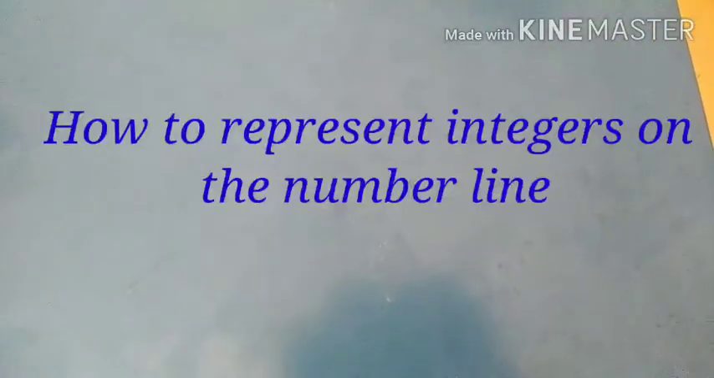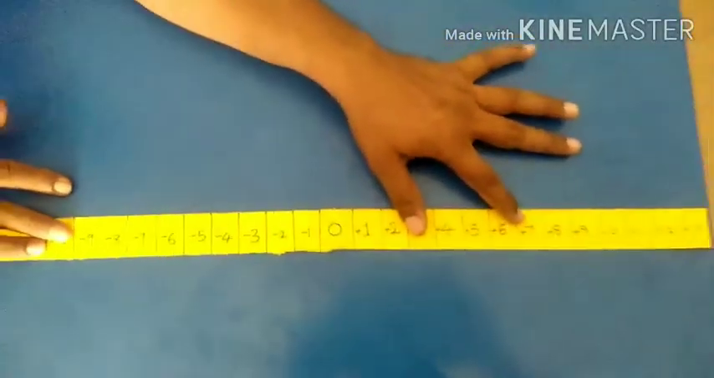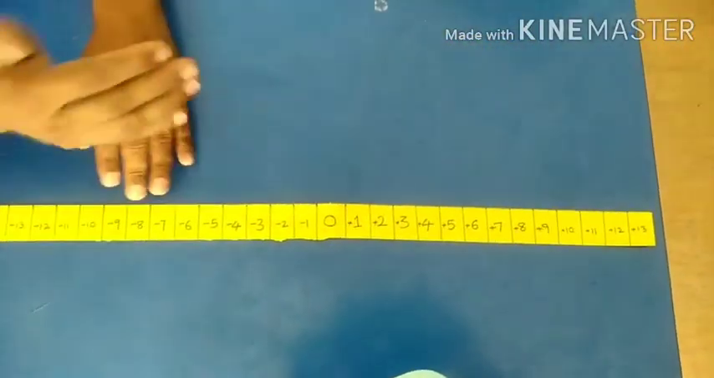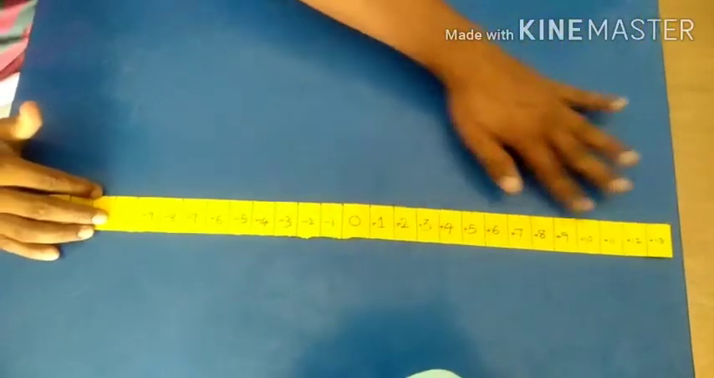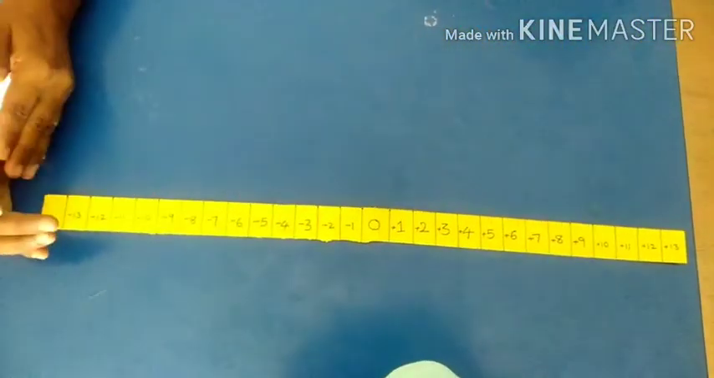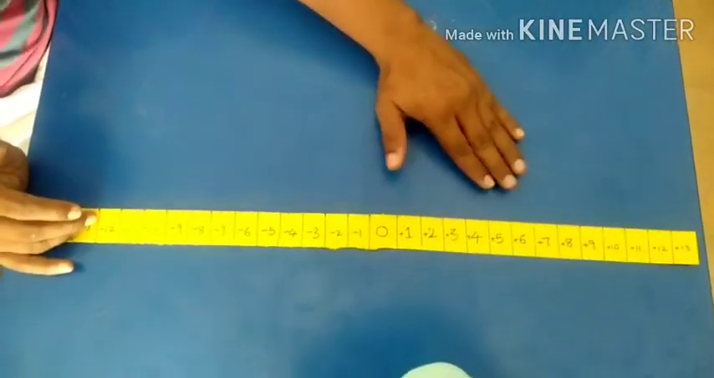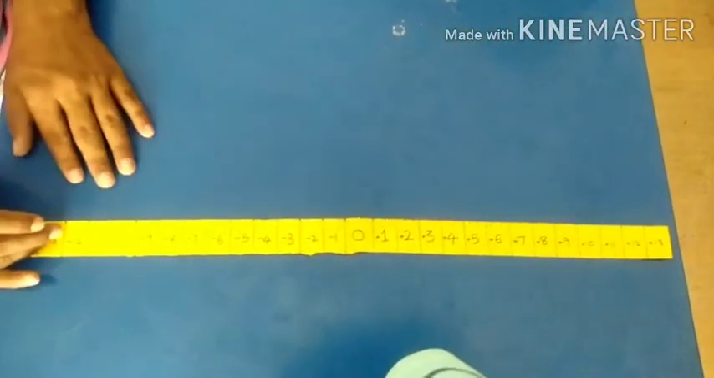Now we are going to learn how to represent integers on the number line. Observe that 0 is in the middle. On the number line, the negative numbers are on the left side and the positive numbers are on the right side.